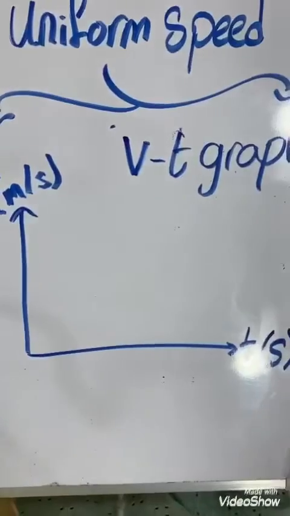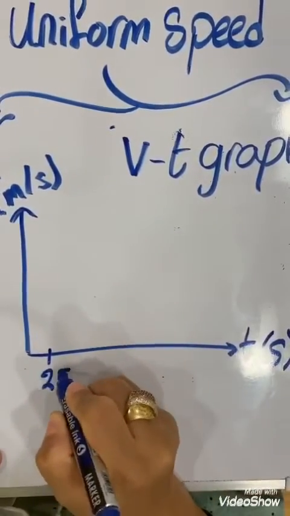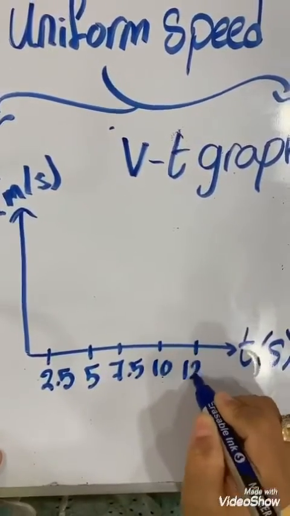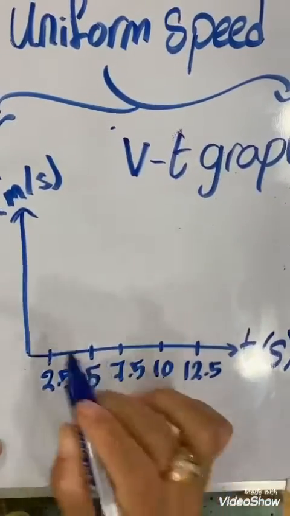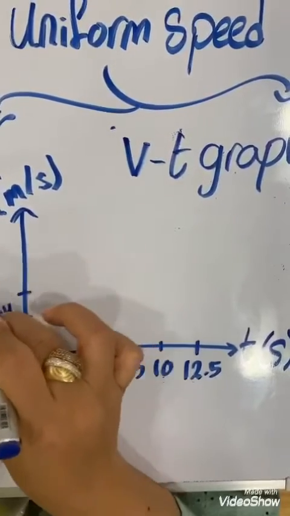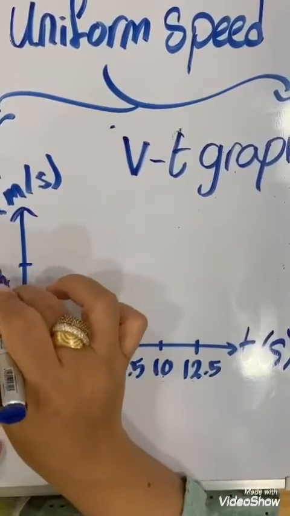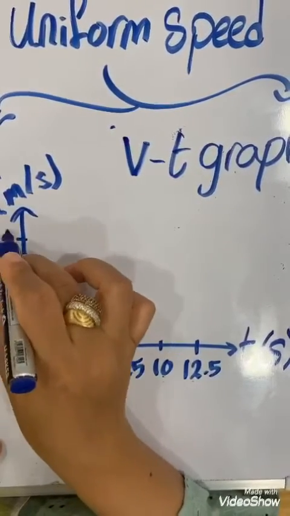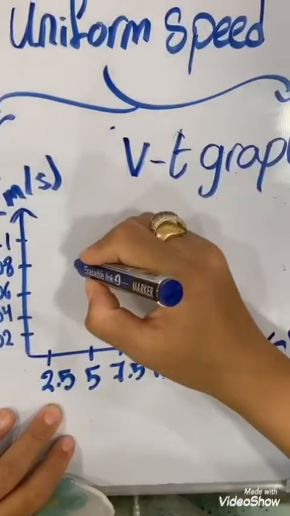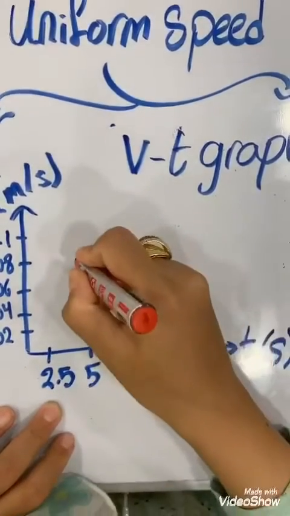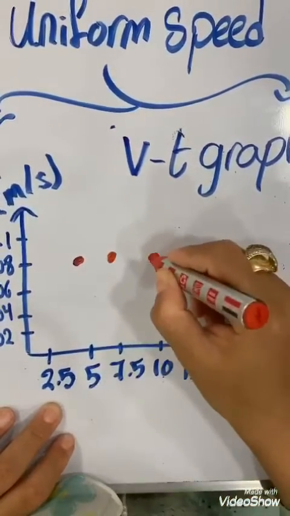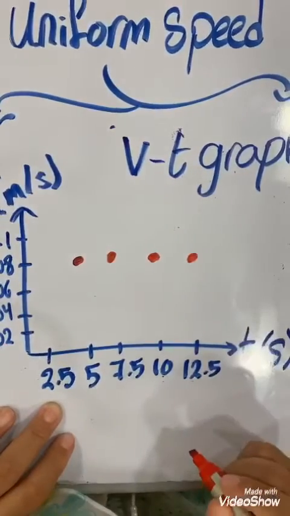Let's draw it. 2.5 here, 5, 7.5, 10 and 12.5. And here 0.02, 0.04, 0.06, 0.08 and 0.1. Okay, let's put the point, the 5 at 0.08. Let's put the points with another color so it's clear. And the 7.5 also at 0.08, the 10 at 0.08, the 12.5 at 0.08.